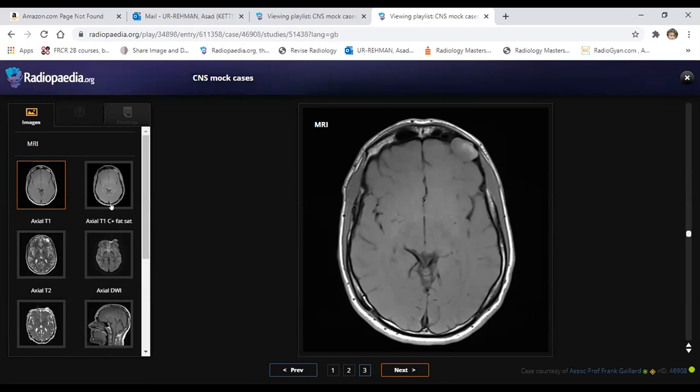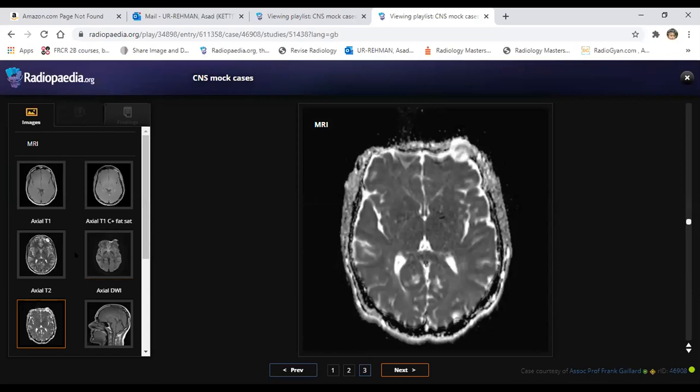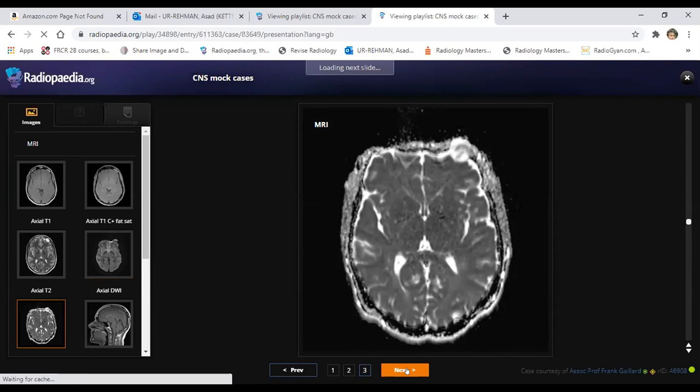On this one, there is some diffusion restriction, but not typical as we see in these cases. But the differential may include arachnoid cyst and dermoid. Okay, thank you.